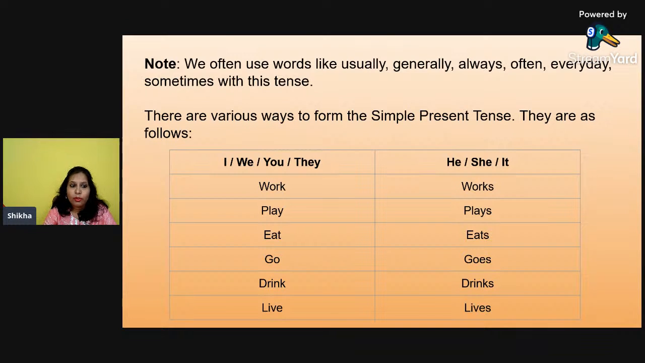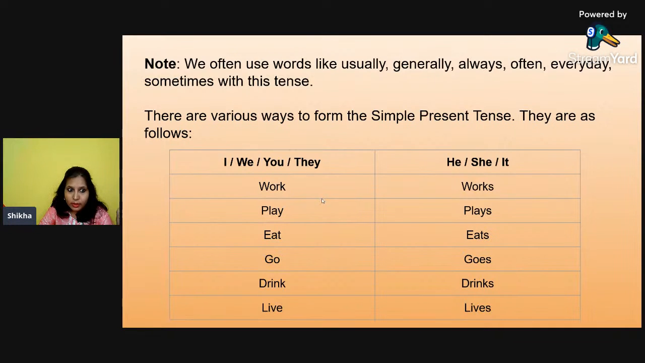There are various ways to form simple present tense. This is the rule which we should remember. If we are using the pronouns I, we, you, they: I is the first person singular pronoun when I'm talking about myself. We is the first person plural pronoun, as I am including many people with me. You is the second person pronoun, and they is the third person plural pronoun.